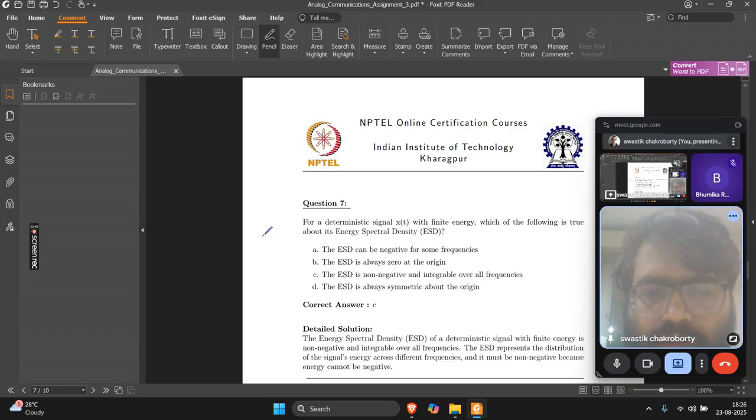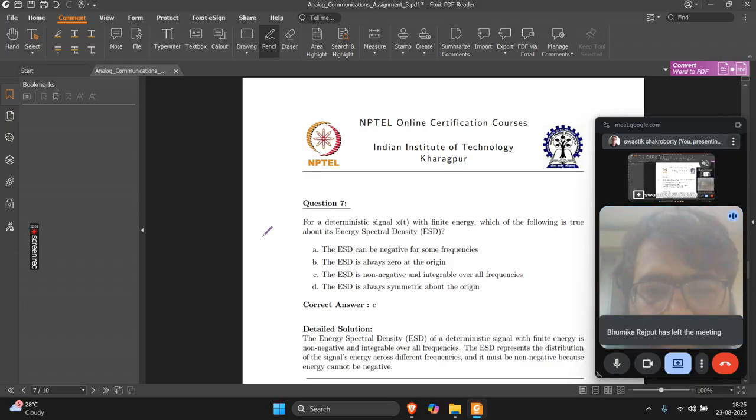So the ESD can be negative for some frequencies. The ESD is always 0 at the origin. The ESD is non-negative and integrable over all frequencies, and the ESD is symmetric about origin. Let's break down these options.